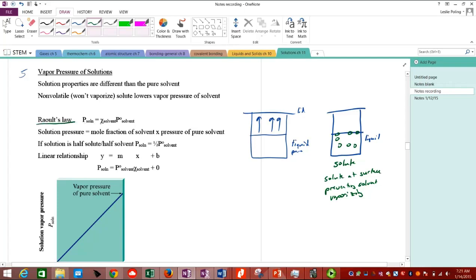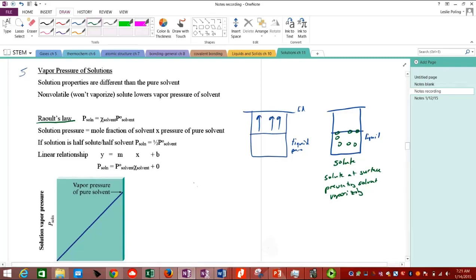So we have Raoult's law. The pressure of the solution is equal to the mole fraction of the solvent times the pressure of the pure solvent. So it makes sense if the solution is 90% solvent, then the pressure is 90% of what the pure solvent would be. If it's 10%, it's not really solvent anymore, but you get the idea.